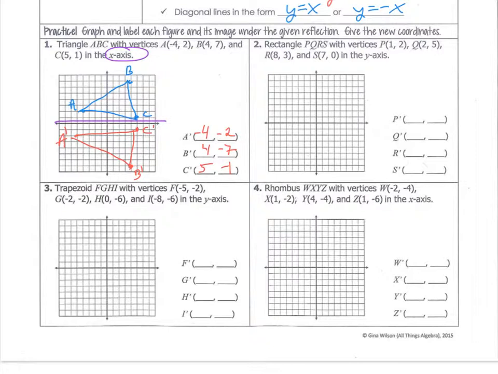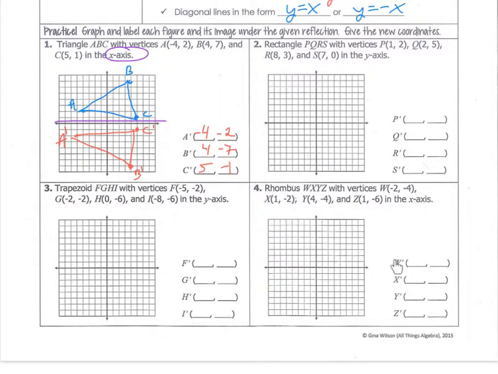What else do you notice about the ordered pairs of the image versus the pre-image? What do you notice about the x values? The x values are the same. What did you notice about the y values? The signs changed, right? So when we reflect over the x-axis, the x values stay the same, but the y values change their signs. So you go ahead and do number 4.